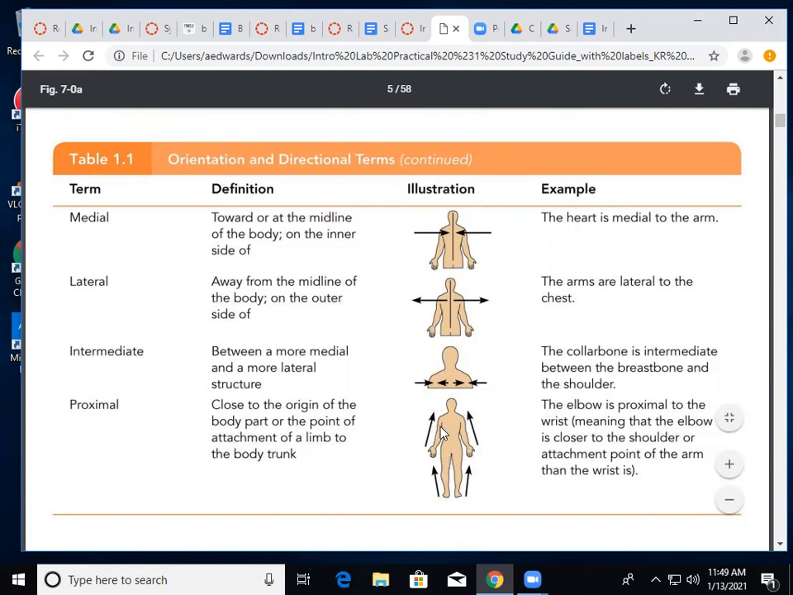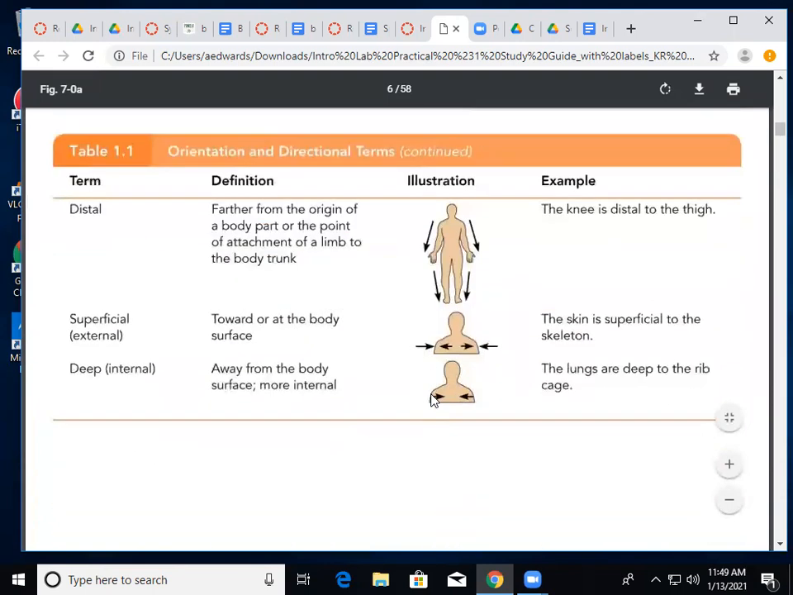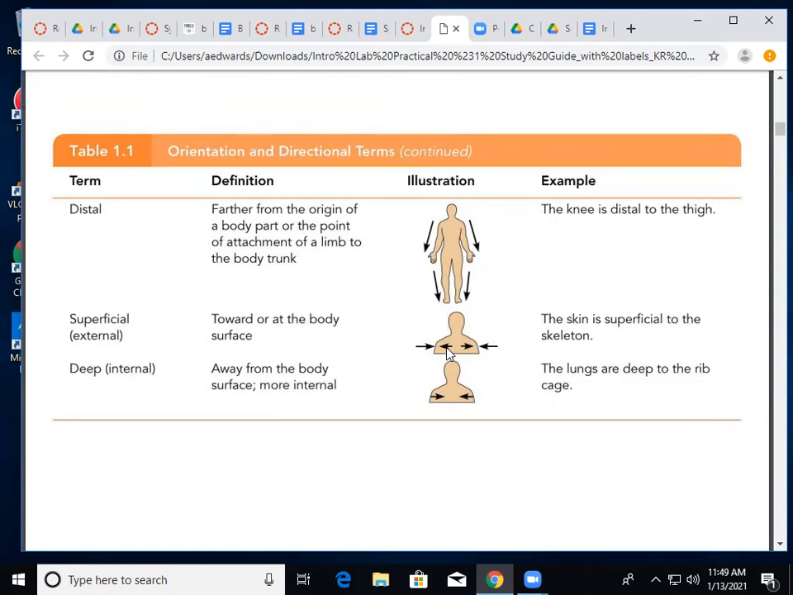Okay, again, close to the origin of the body part, we call that proximal. And farther away from the origin of the body part, of the arm or the leg, we call that distal. If it's toward the surface of the body, we call that superficial. And if it's more inside the body, we call that deep or internal. Okay.